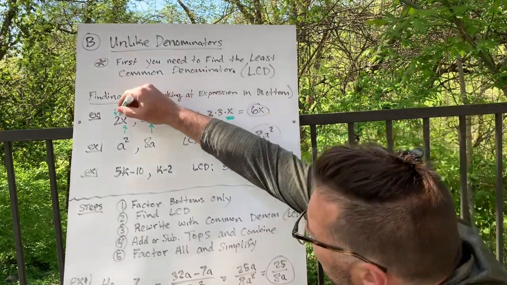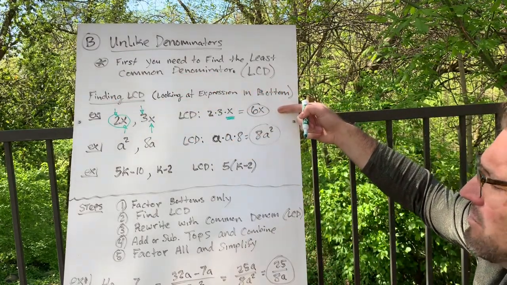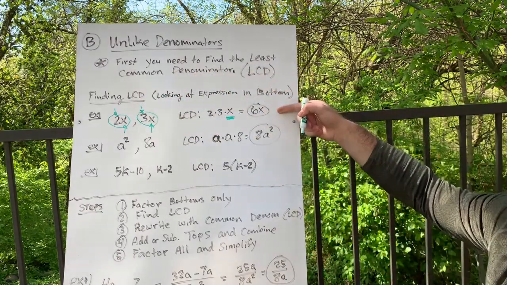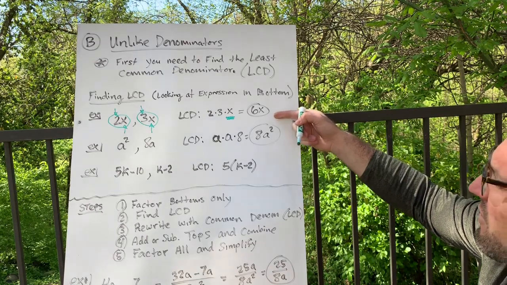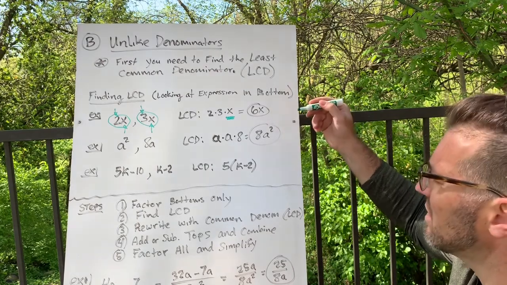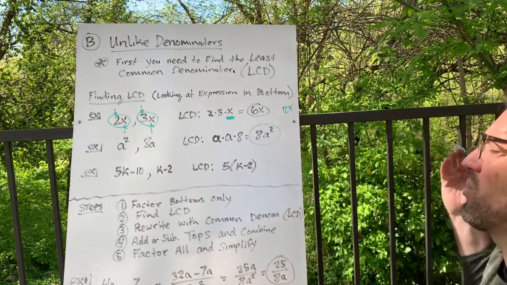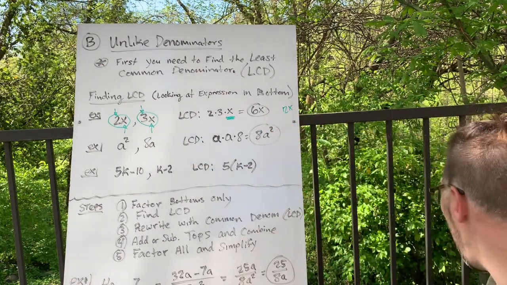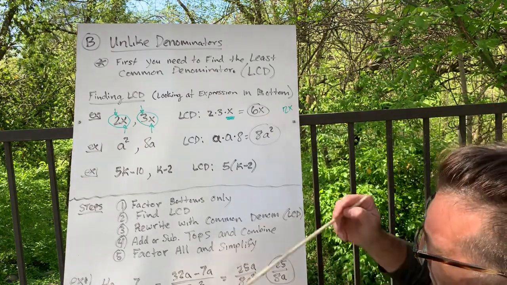Take a look. That means that 2x does go into 6x. How many times? 3 times. Take a look at 3x. It does go into 6x. How many times? 2 times. That's what it means for this to be a common denominator. Now, this is the smallest one. There are bigger ones, for example, 12x. 2x goes into 12x, 3x goes into 12x, but 6x is the smallest one that they have in common.